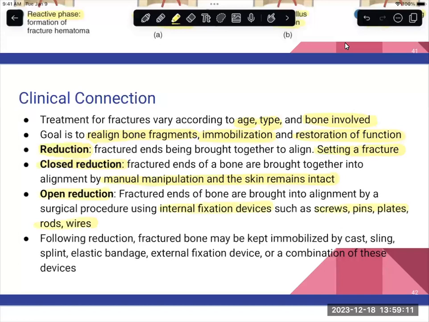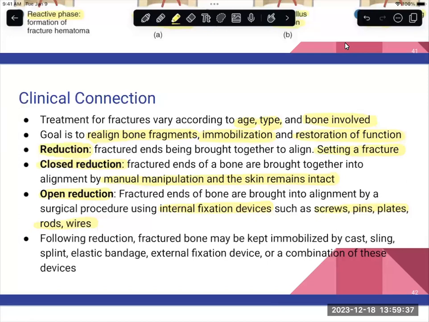Like my mother, who stepped at the edge of the sidewalk just the right way and broke her ankle into several pieces. She shattered it. She's got a plate and I think 12 screws in her ankle still. So it just depends on what kind of fracture it is, how it was done, for how to treat it.